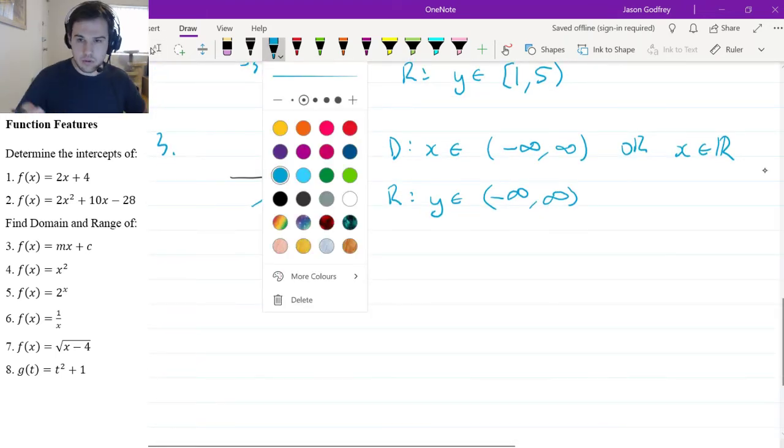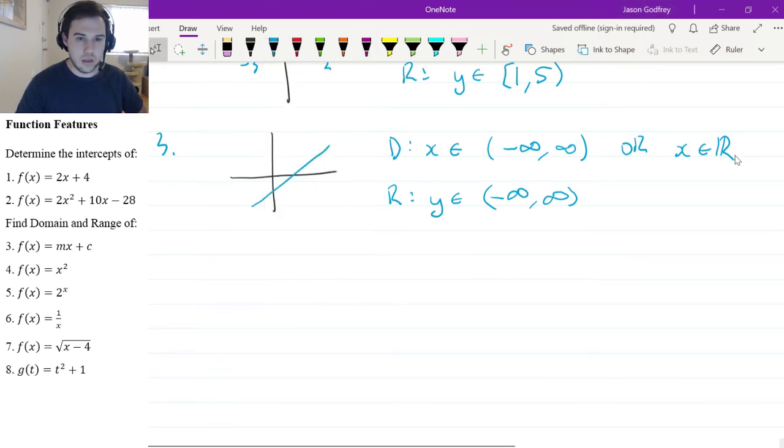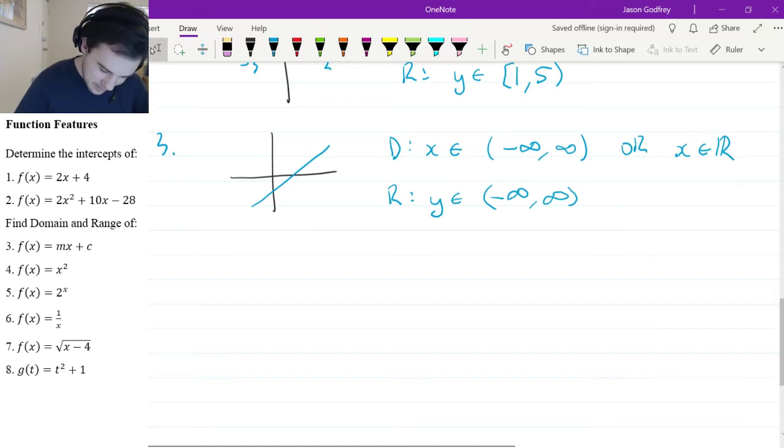But as you can see, it might be quicker to just write it. For any more that come up in these examples, I'll just use x is in R because in maths we like to be efficient, and it's quicker to write that than to write that.